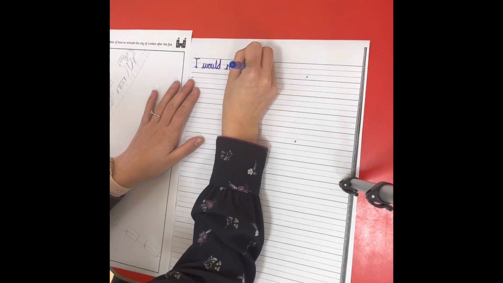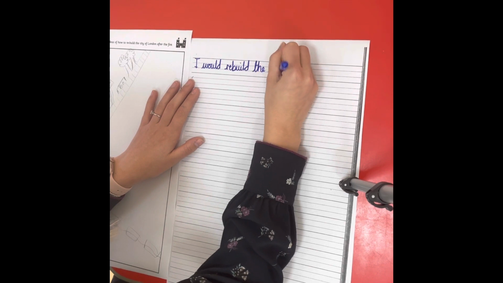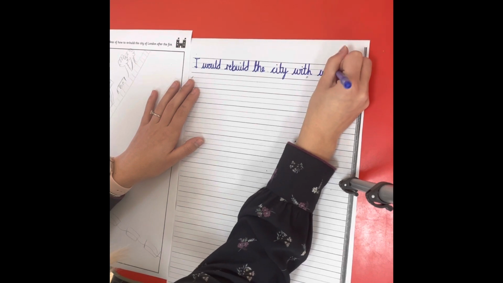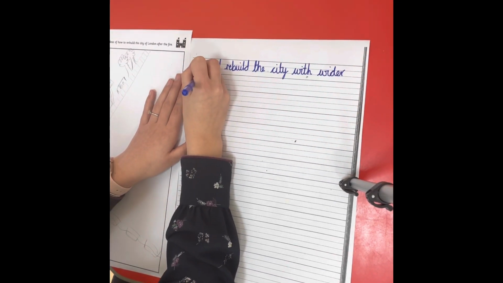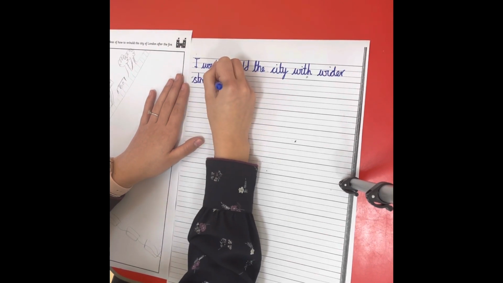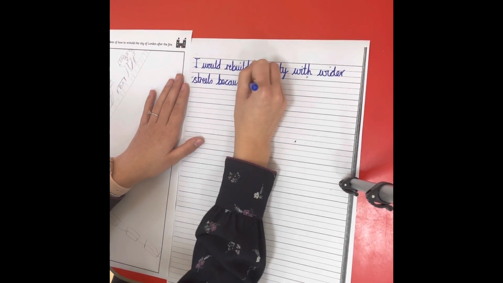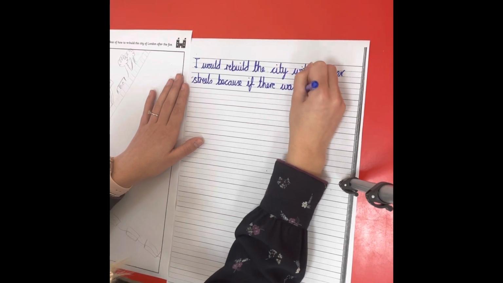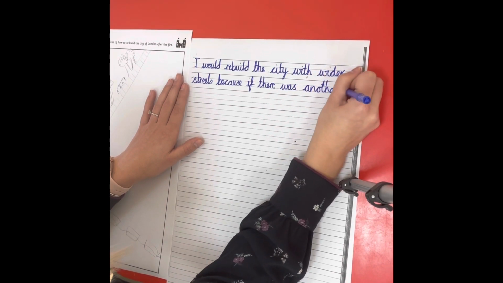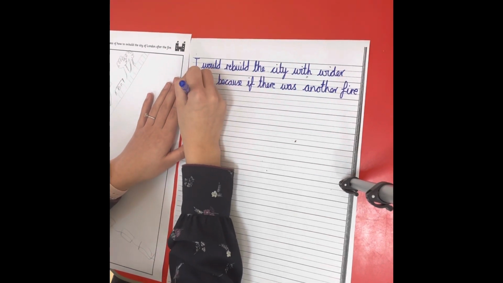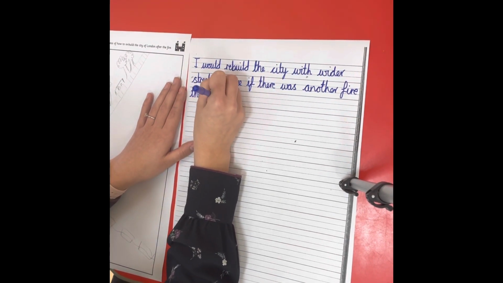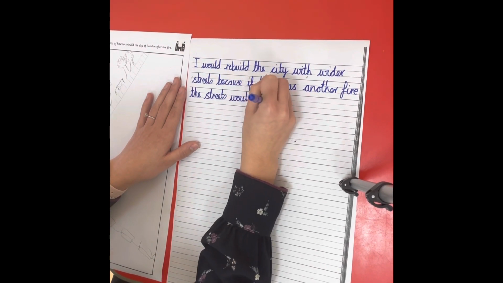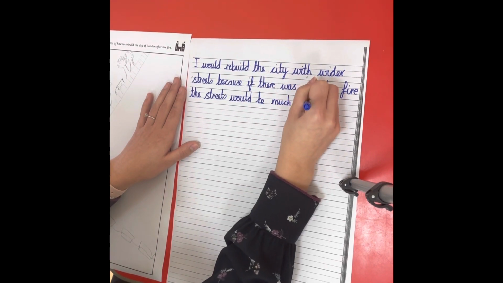rebuild the city with wider, or you could put larger, wider streets, because if there was another fire, the streets and the houses, the streets would be much safer.